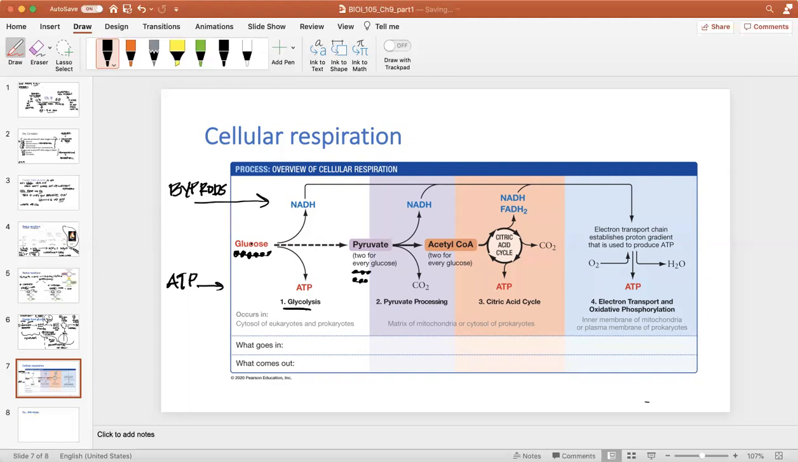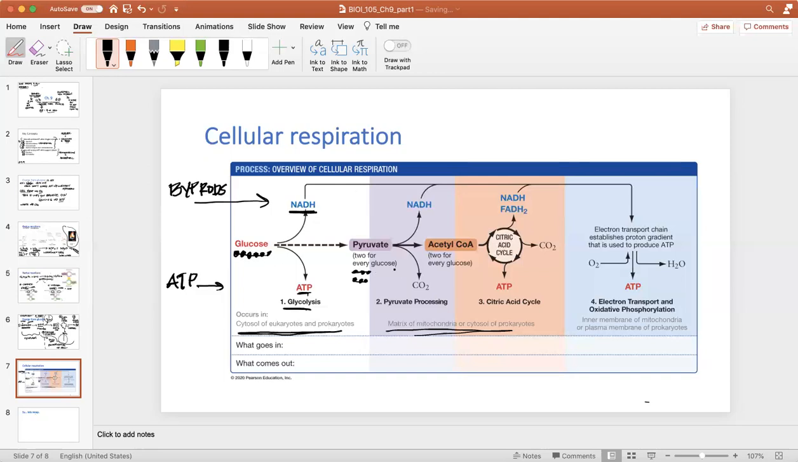In the process of going from here to here, we generate one of our high energy electron carriers, and we also generate a little bit of ATP, and I'll show you how much we get out of these guys, okay? The next thing that's gonna happen is the pyruvate is going to move into the mitochondria. So here, you can see that this is in the cytosol. We're gonna move into the mitochondria here, okay?